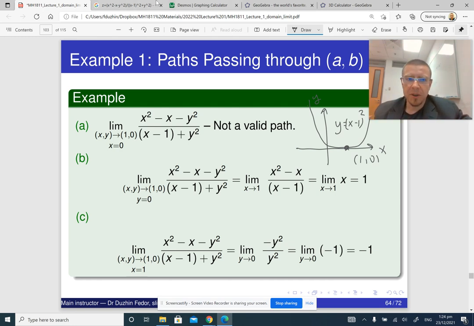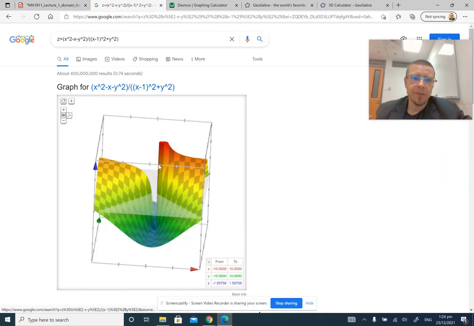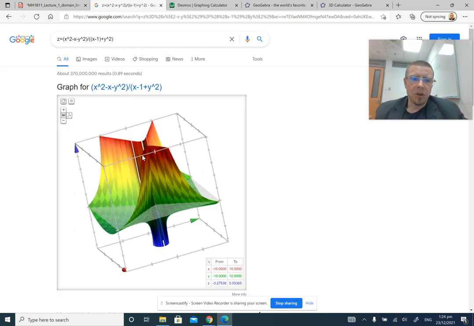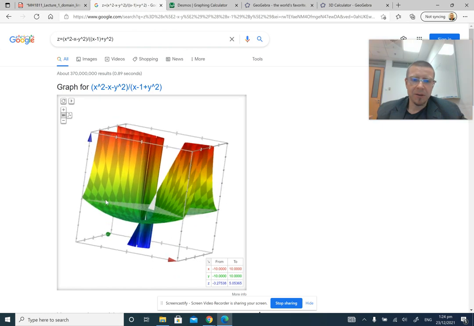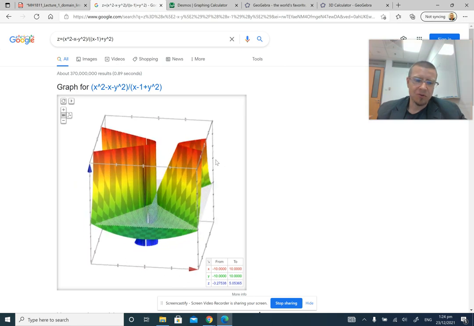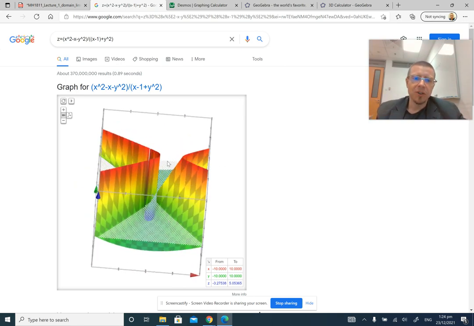Maybe just for your information, I'm going to show you what it looks like on a surface. If you plot the graph of the function of two variables, this is what it looks like. I did it for you. It looks a little bit strange, this surface, but you do see that there is kind of a gap or a crease here that indicates that there's not going to be a limit at the given point.